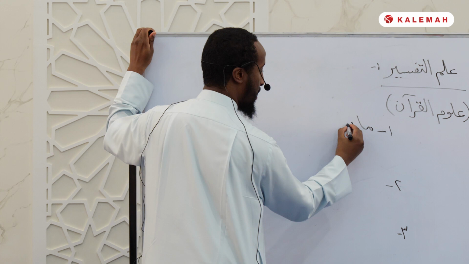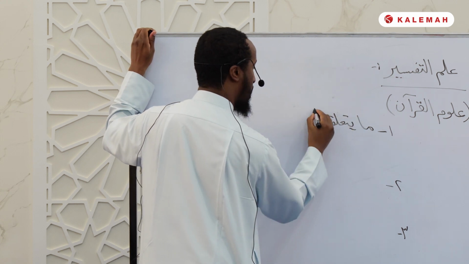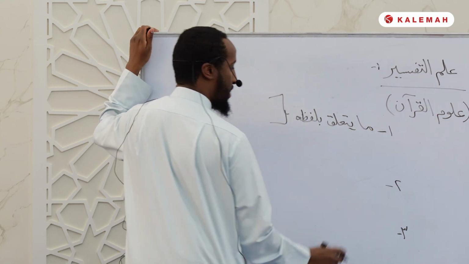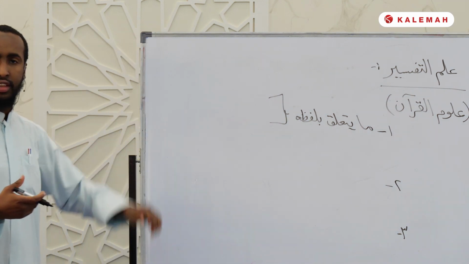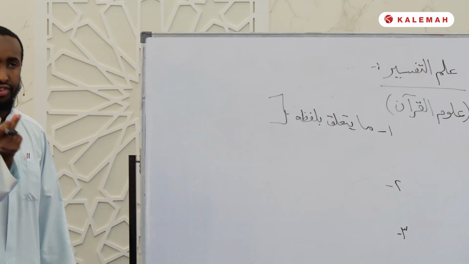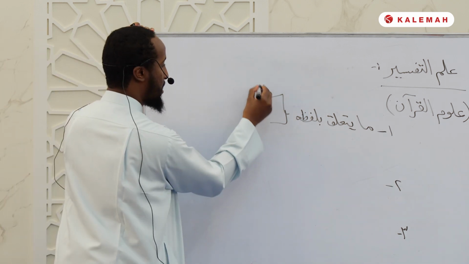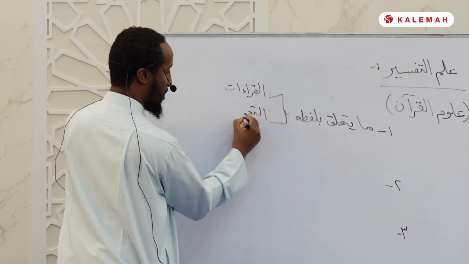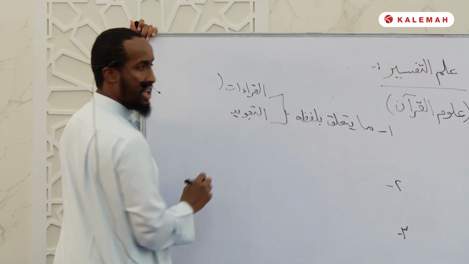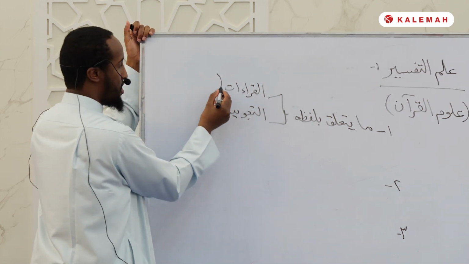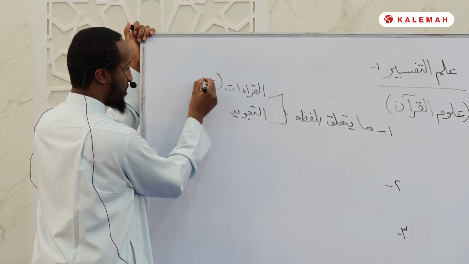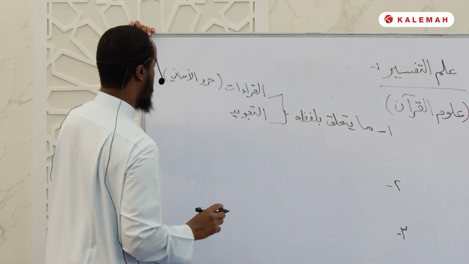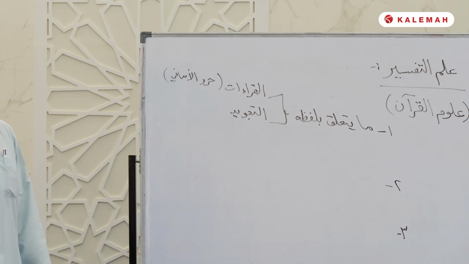The first one he said ما يتعلق بلفظه. And we said 2 subjects come out of that. That which is connected to its what? Lafz. Lafz here means, by the way, pronunciation. And we said here is al-qira'at, and also what? At-tajweed. And we said the best book in al-qira'at is the Hirz al-Amani, صح? The Hirz of Al-Shatibi, rahimahullah.